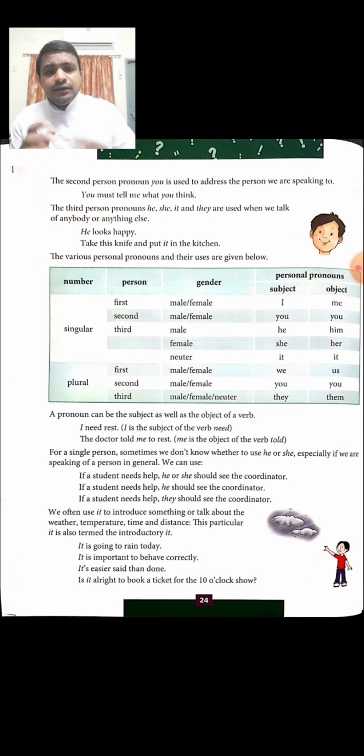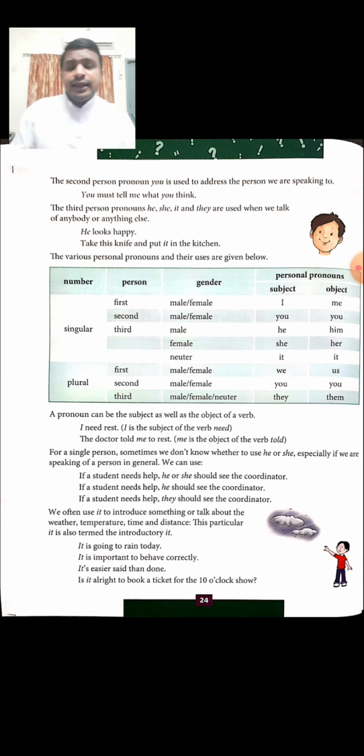In the subject, we use singular first person. For male or female, we use I. Then as object, we use me. Then second person, you. Third person, for male, we use he, or objectively we use him. Female, we use she, then objectively we use her. So in that way, you can read that column.